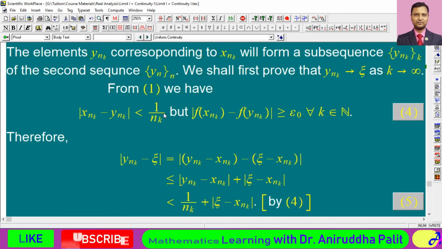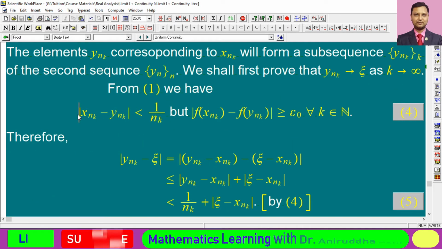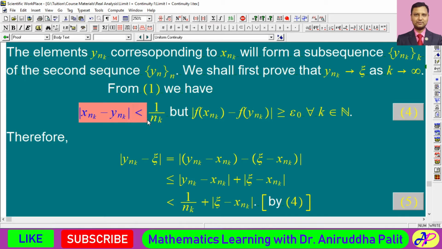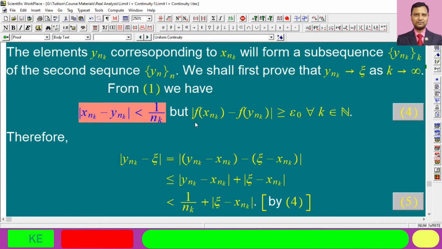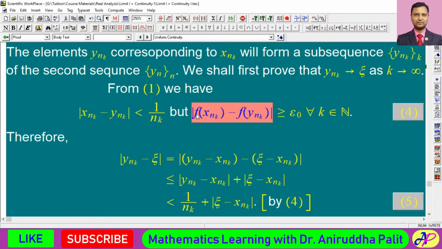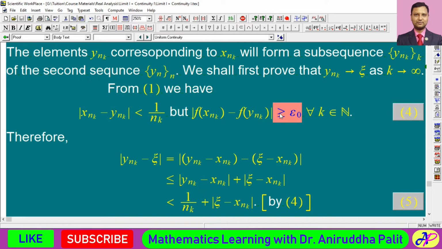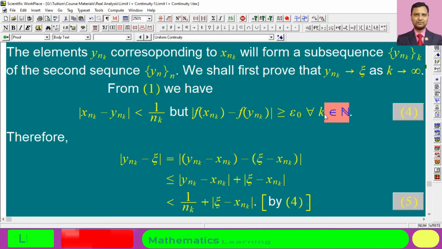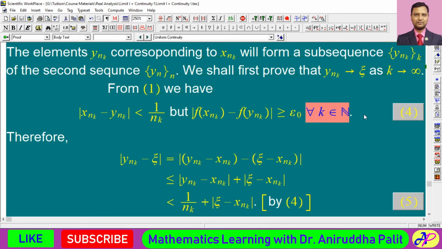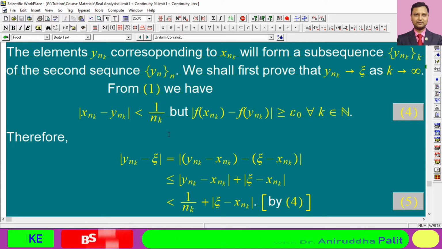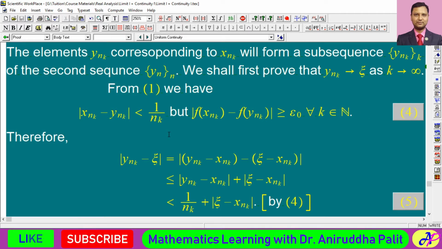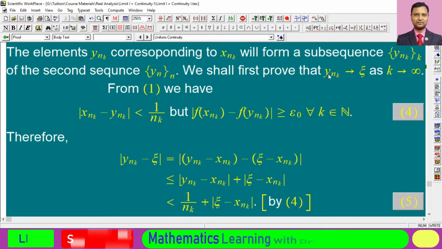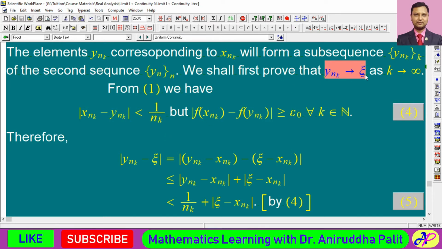we will get this result: modulus of xnk minus ynk is less than 1 by nk, but modulus of f of xnk minus f of ynk is greater than or equal to epsilon 0 for all k belonging to the natural numbers. And therefore, our target is to show that ynk converges to xi.